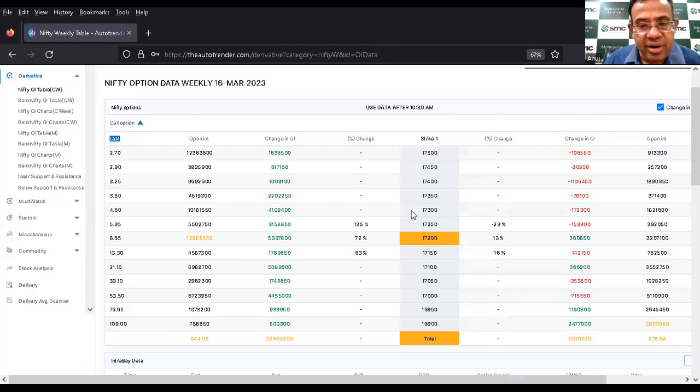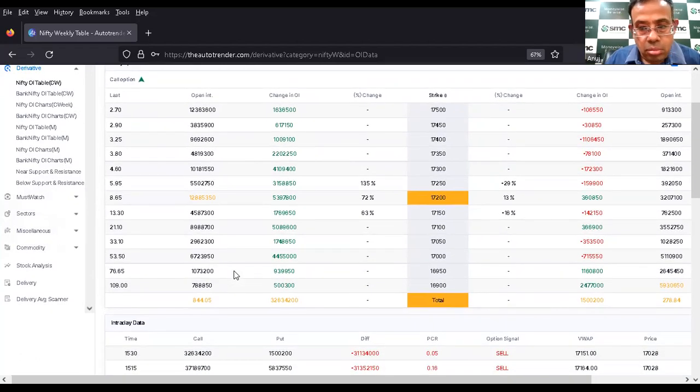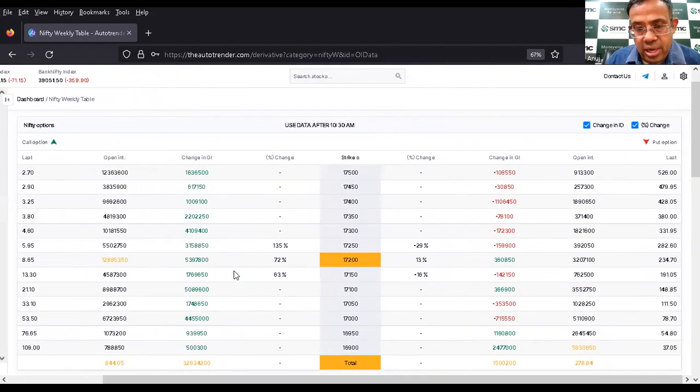Like the 17,300 call option was running at 4 rupees and 60 paisa. Similarly, you can look over here that the 17,200 put option was running at 234 rupees and 70 paisa. Right. So this is just the current market price, nothing more than that.